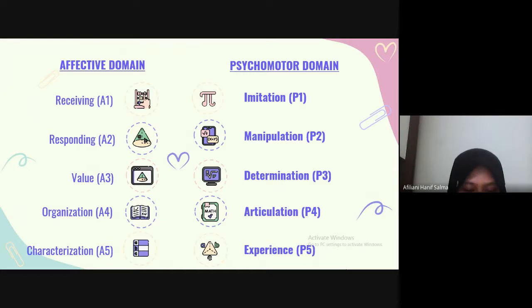And the fourth is articulation, or P4. This emphasizes the coordination of a series of movements by making the right sequence and achieving the desired internal consistency between different movements. And the last is naturalization, or P5, according to the behavior that is displayed with the least amount of physical and psychological energy. This movement is done regularly. It is the highest level in the ability of the psychomotor domain.